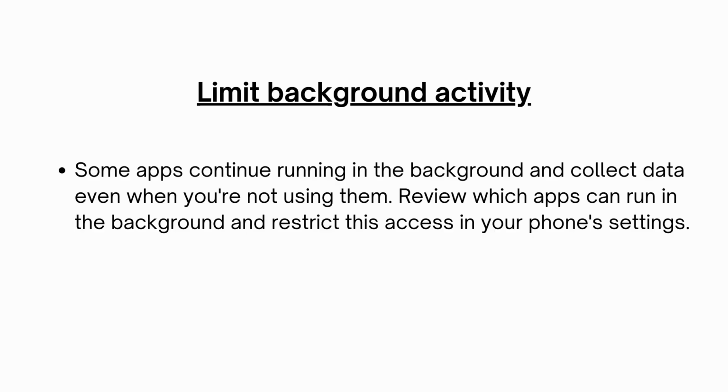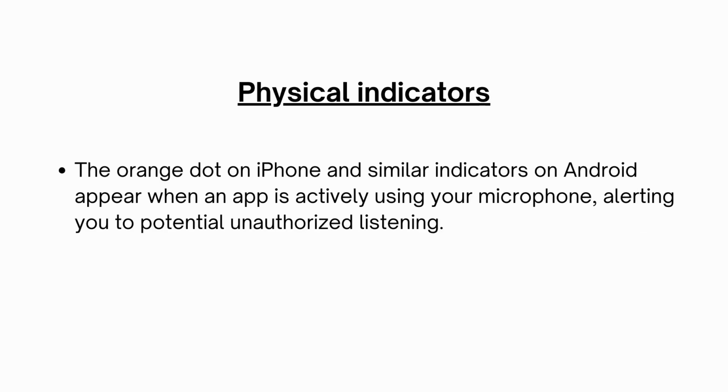The next is limit background activity. Some apps continue running in the background and collect data even when you're not using them. Review which apps can run in the background and restrict this access in your phone settings, just as we did earlier. Lastly, there are some physical indicators on your phone, and this is huge.